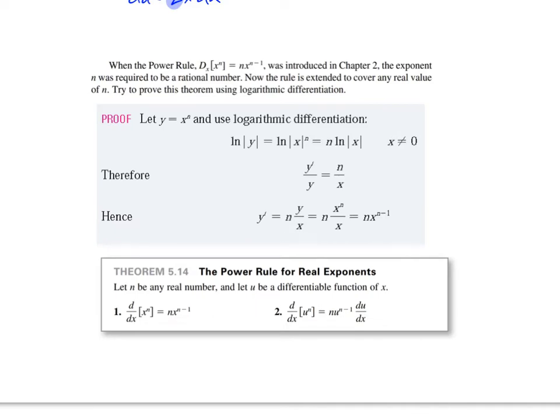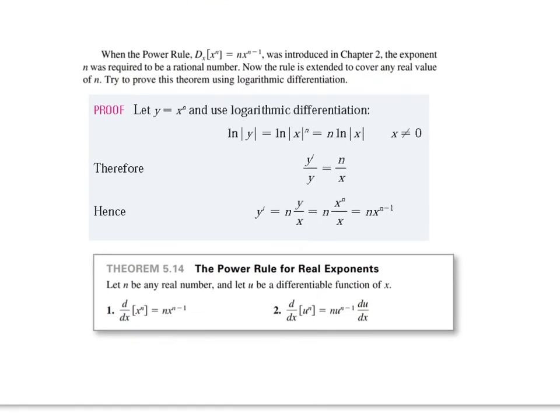All right, this is a neat little trick here. When the power rule that we learned way back when was introduced in chapter 2, the exponent n was required to be a rational number, meaning not like pi or e. The exponent had to be a rational number. Now the rule is extended to cover any real number. Any real number, doesn't matter. And there's a simple little proof here.